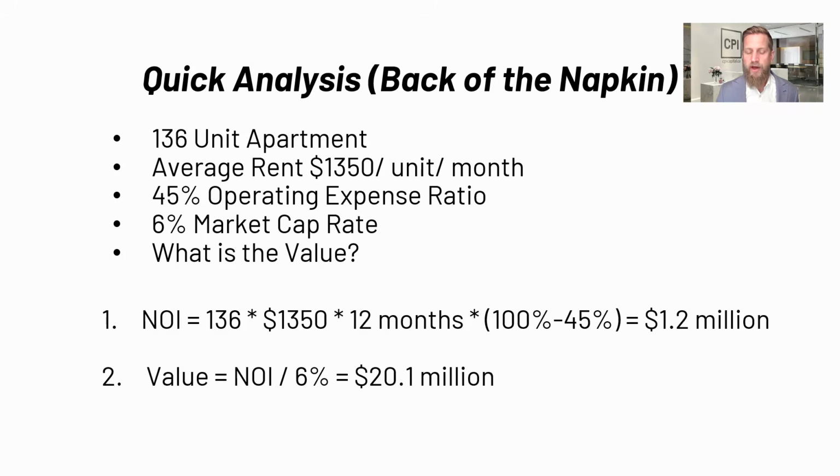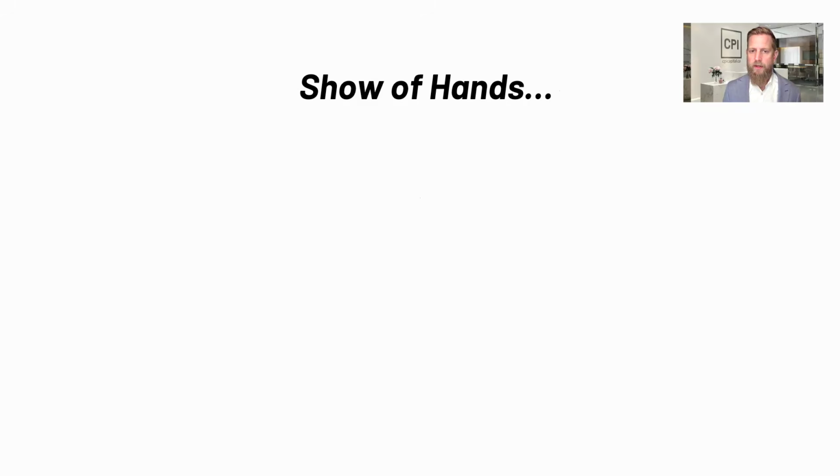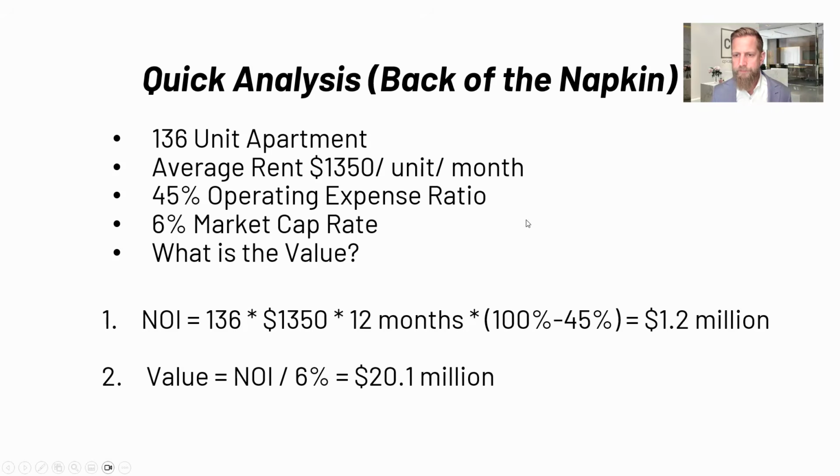Now, to determine value, it is net operating income divided by the cap rate. So 1.2 million divided by 6% is going to come out to 20.1 million. So right there is a quick way to look at a deal to determine what the value of that property is, and whether it fits within your criteria. And do you want to take the next step? Really, the next step is to do the back of the envelope underwriting.